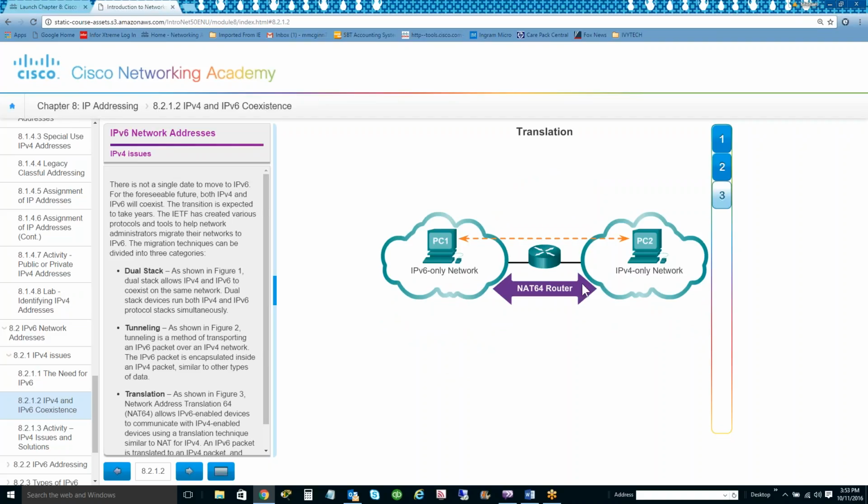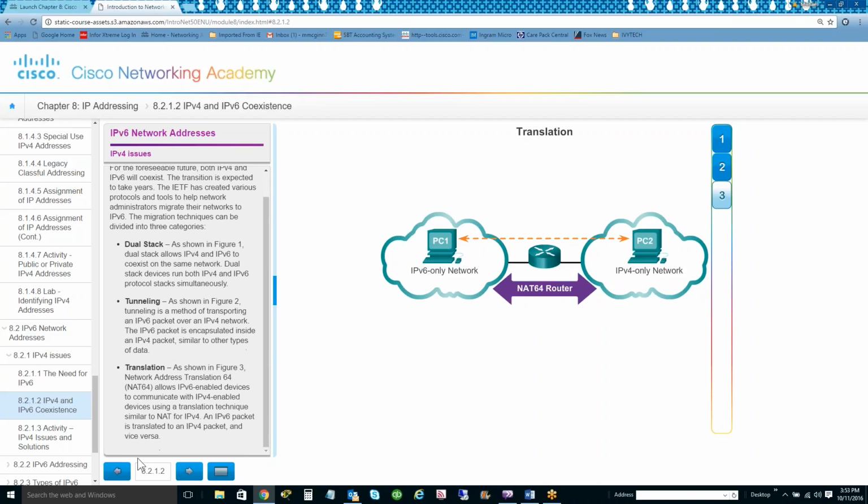And translation is when you have a router that translates IPv6 addresses into IPv4 addresses and vice versa. So knowing the difference between dual stack, tunneling, and translation is something that you do need to know.